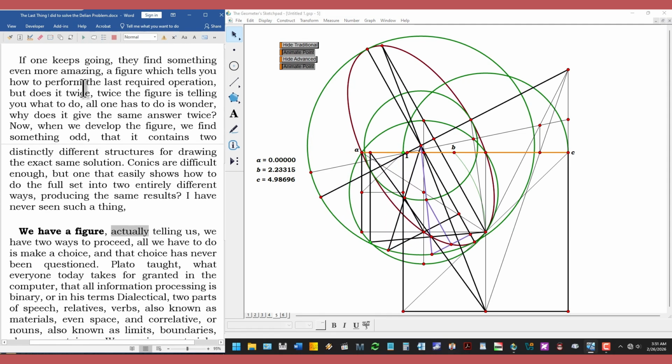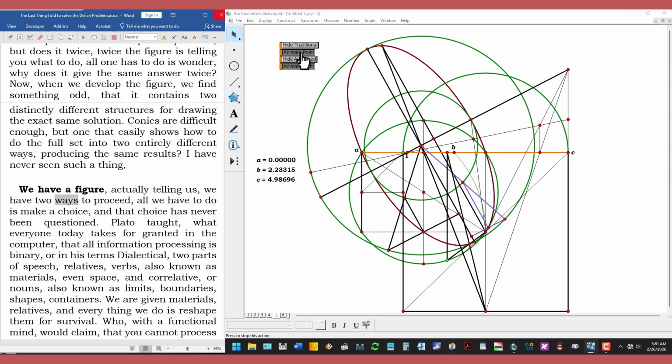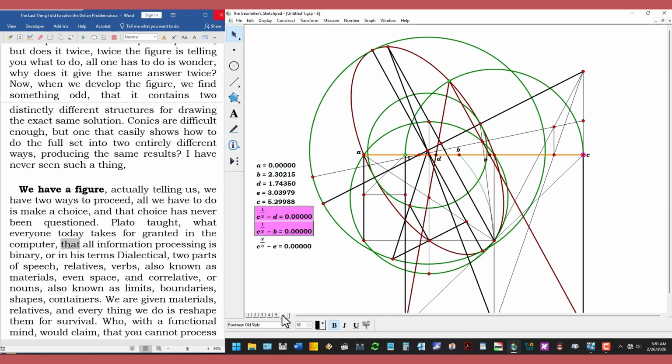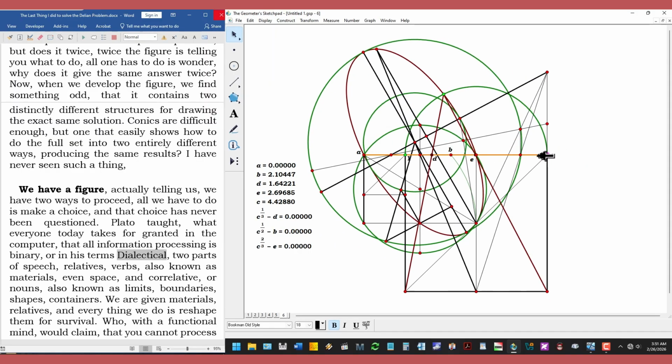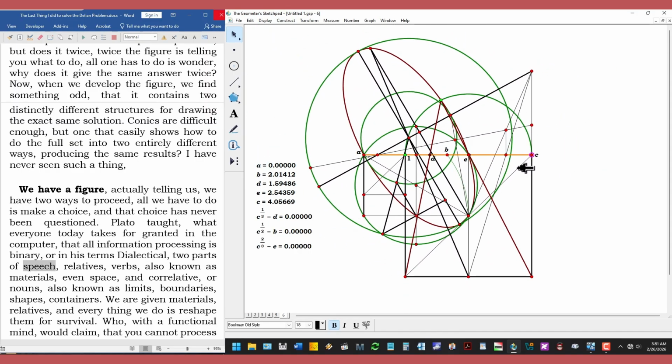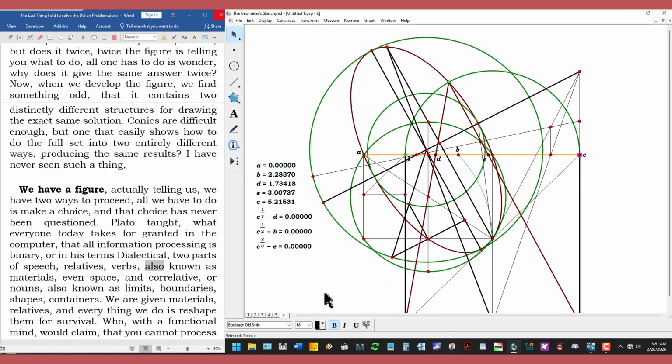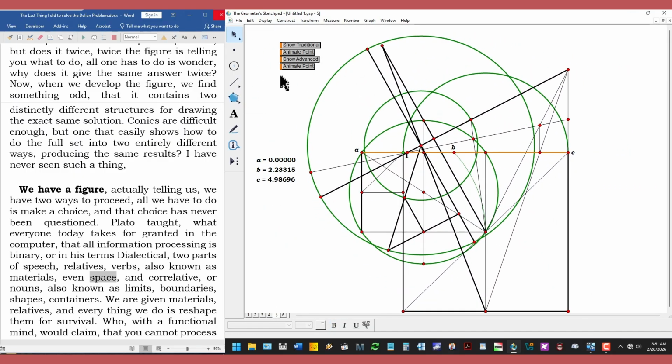We have a figure, actually telling us, we have two ways to proceed. All we have to do is make a choice, and that choice has never been questioned. Plato taught, what everyone today takes for granted in the computer, that all information processing is binary, or in his terms dialectical. Two parts of speech, relatives, verbs, also known as materials, even space, and correlative, or nouns, also known as limits, boundaries, shapes, containers.